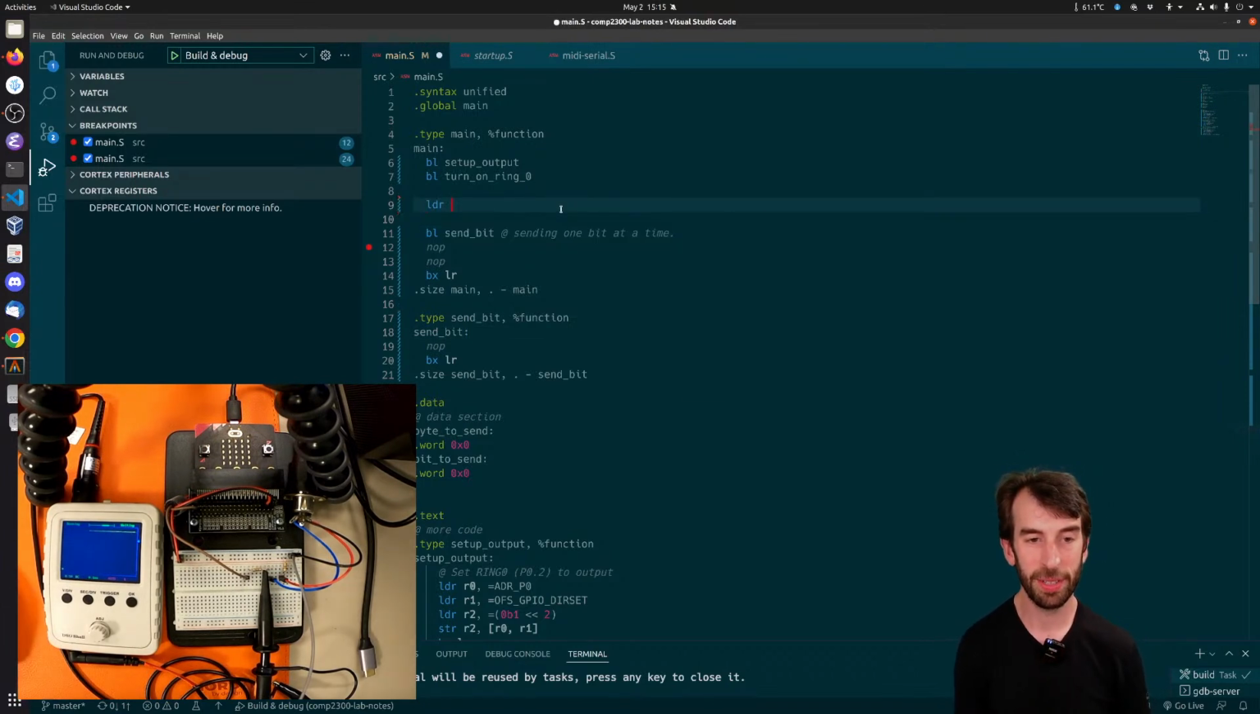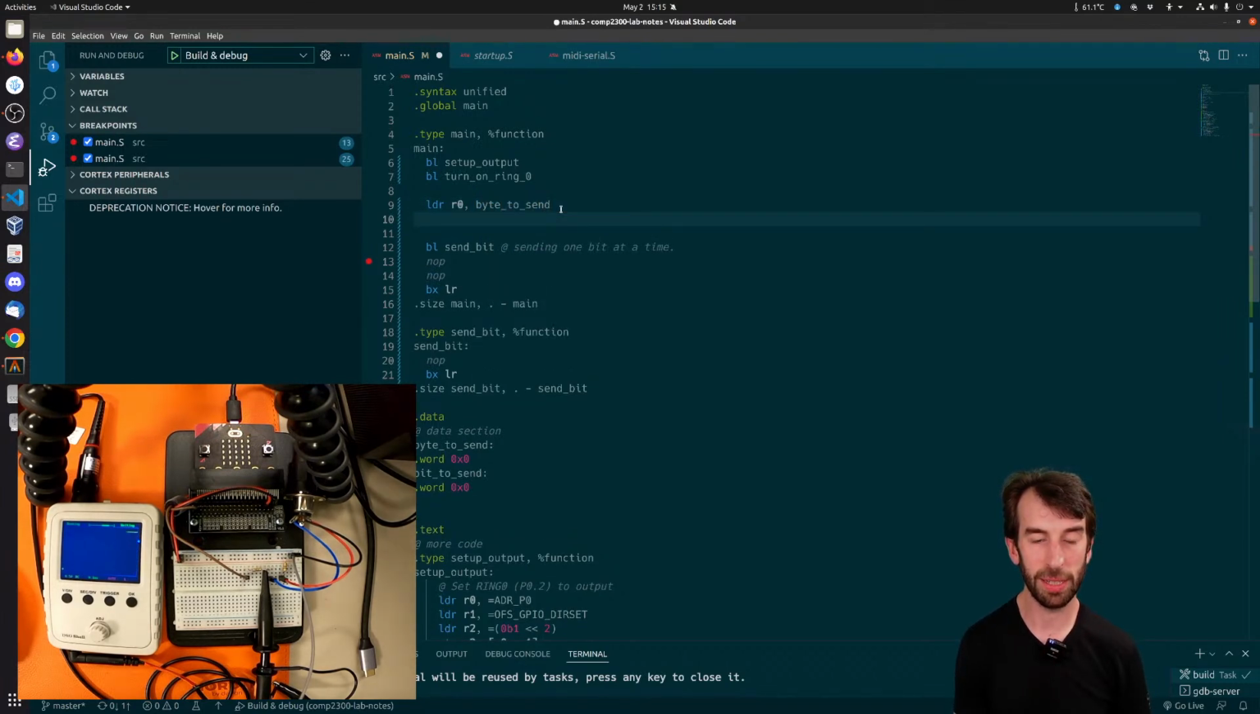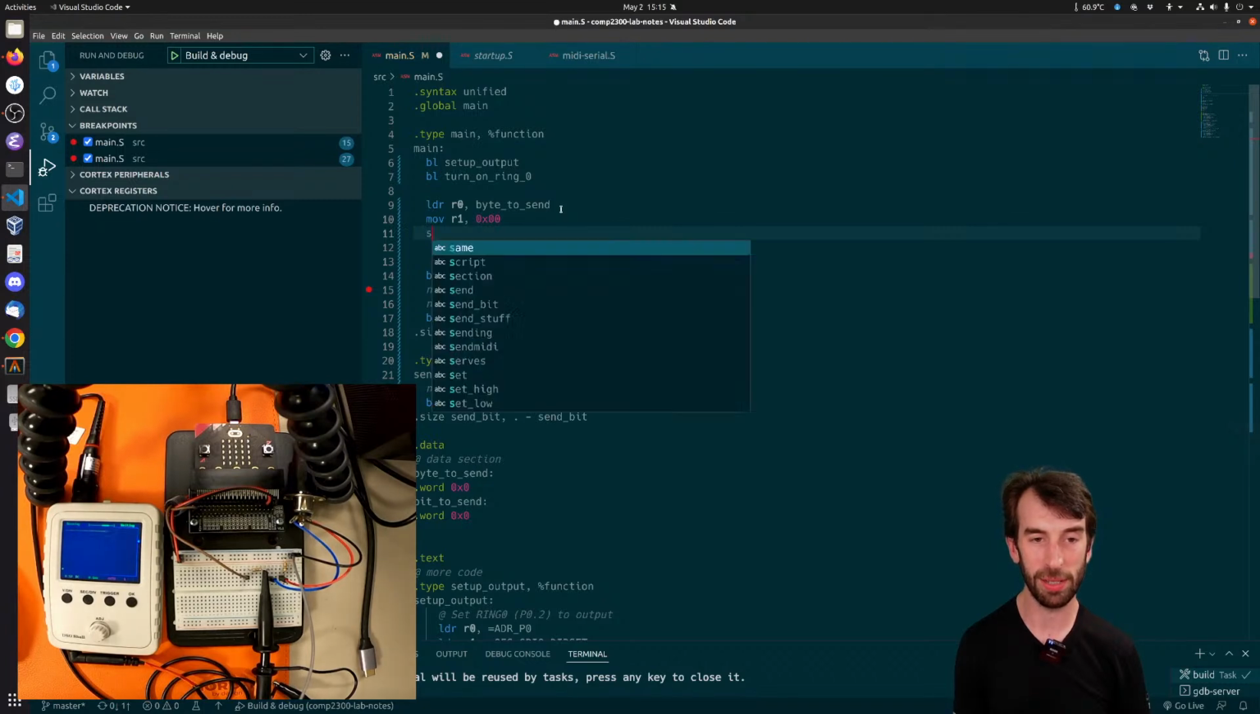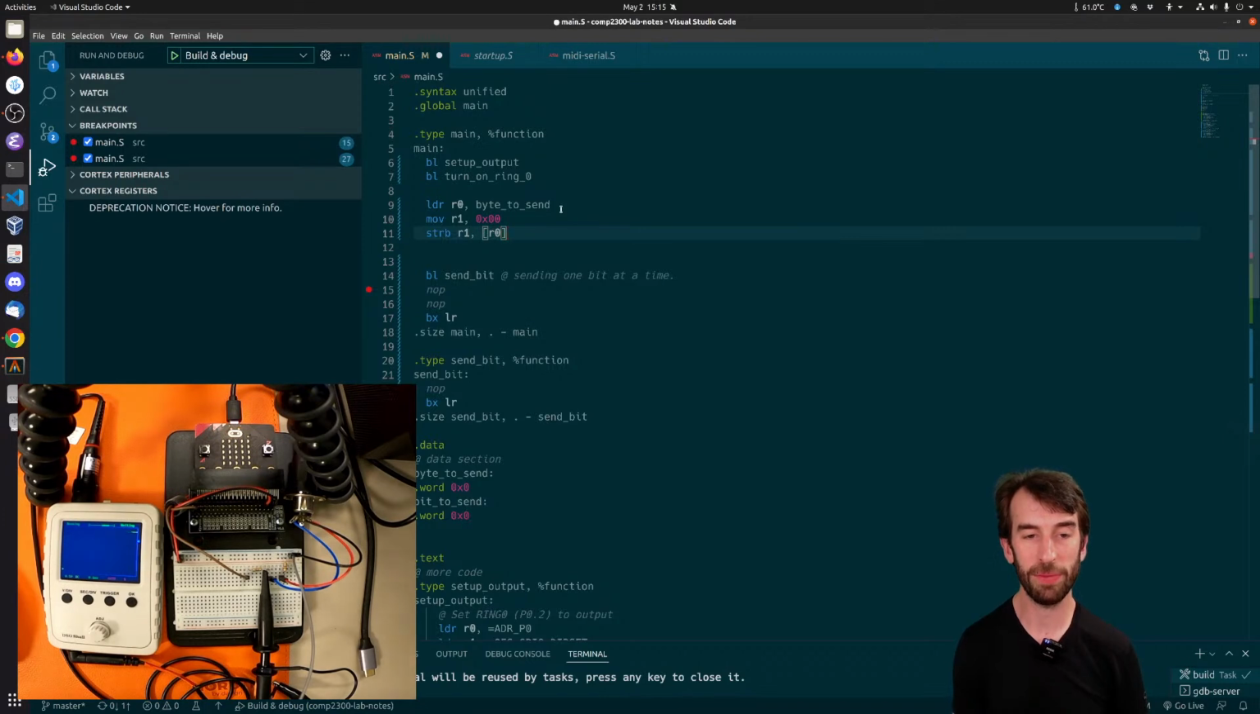And we could set up something in our byte to send memory location and send it in. I'm just going to store a byte. I'll move something to R1, move R1, 0x00, that's a byte, into byte to send. Store B, R1, R0. So far I haven't done any actual work yet, right?